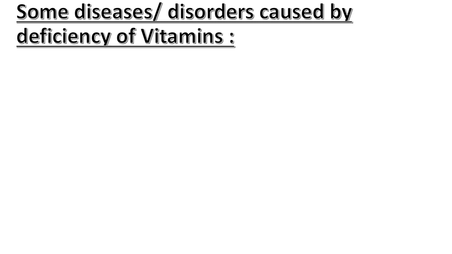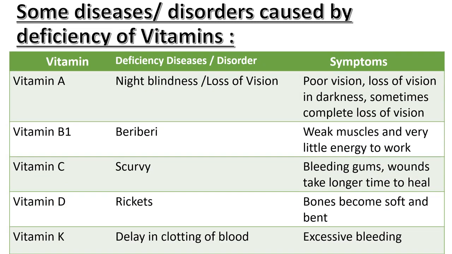Secondly, now let's learn about a few diseases or disorders which can be caused due to the deficiency of vitamins in the diet. If a diet lacks vitamin A, then the person may suffer from night blindness or loss of vision. The symptoms are having poor vision, loss of vision in darkness, sometimes complete loss of vision.